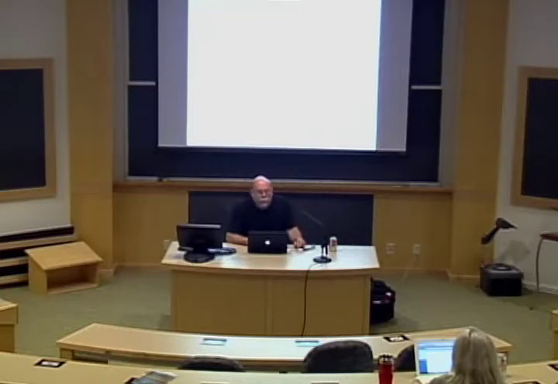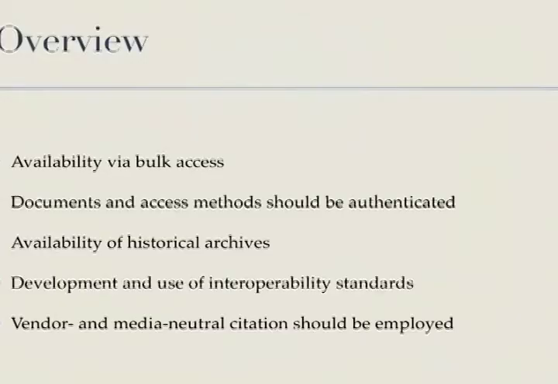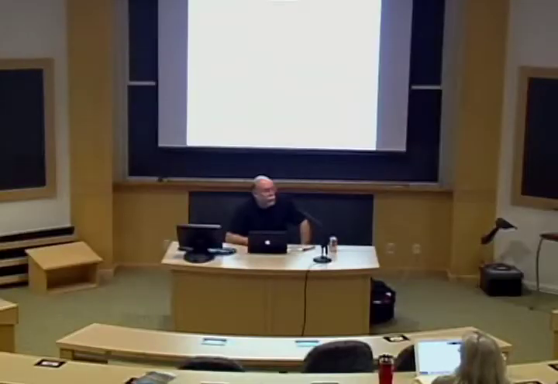And Carl has proposed 5 that I will just throw out here in a list in a very summary form, and we can then take them one by one. Those are availability via bulk access, authentication of access and access methods and documents, availability of historical archives, development and use of interoperability standards, and vendor and media neutral citation. None of these, I suspect, are particularly new to most of you, but we'll look at them in detail shortly.